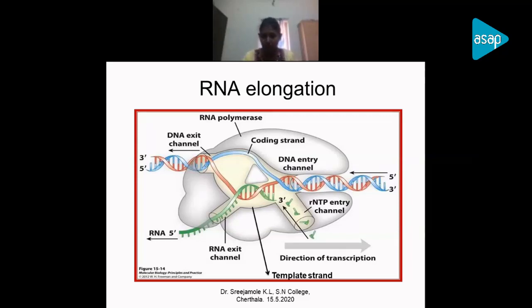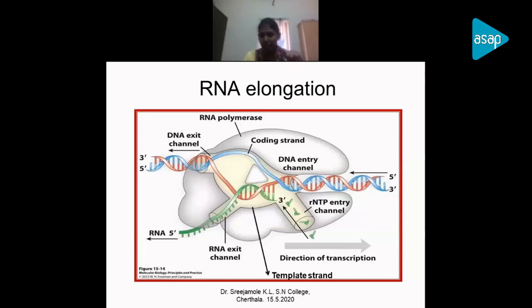When the DNA enters at the cleft, it gets unwound into single strands. The red colored strand is the template strand, and that is being transcribed. Here we can see the ribonucleotide triphosphate entry channel, through which new ribonucleotides will be added to the growing RNA chain. And this growing RNA chain can exit through the RNA exit channel, as you can see in the picture.